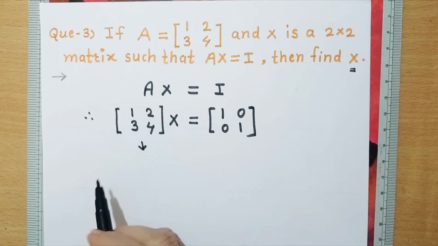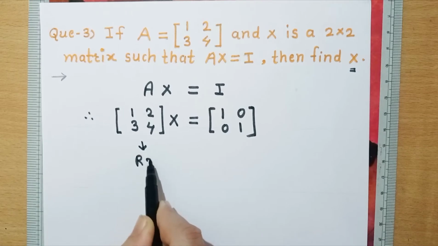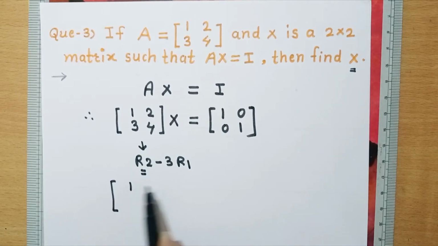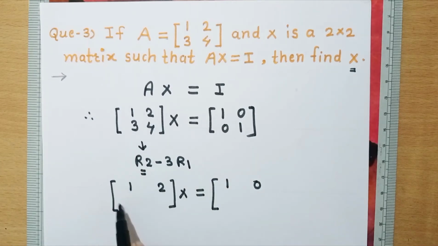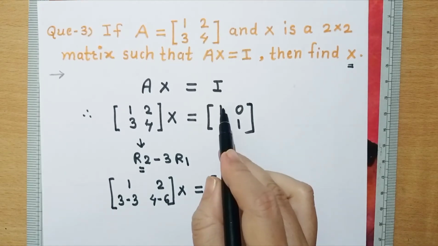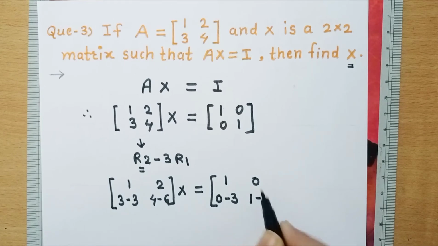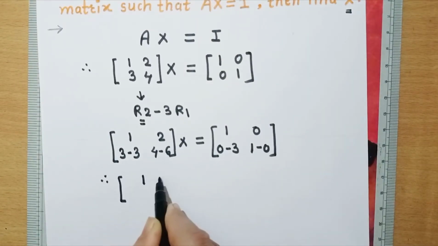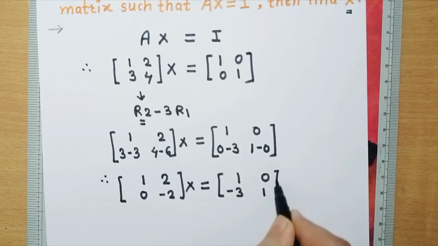Now first we will make this 3 zero. So we will use R2 minus 3 R1. That means there is only change in row 2. So first row we will write as it is, 1. R2 minus 3 R1. So this is R2 minus triple of this 1, means 3. Now here 4 minus 2 3s are 6. Here also 0 minus triple of this 1 is 3, and 1 minus triple of 0 is 0. Next time I will write directly, and therefore we have 1 0, minus 3 1.